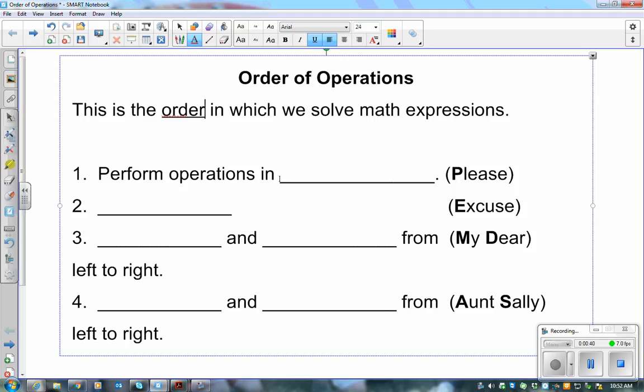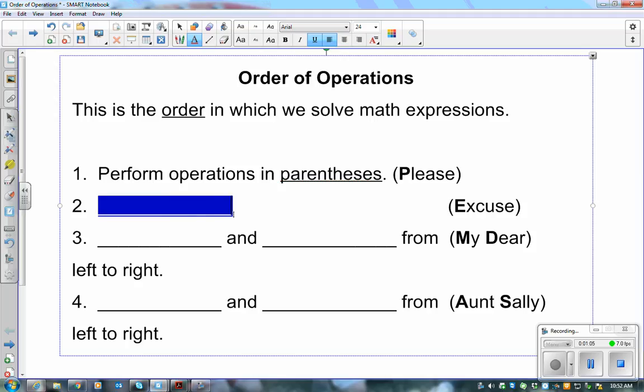So when we have a math expression, the first thing we have to do is perform any operations that are in parentheses. And if you remember from our lovely song in class yesterday, parentheses come first, and we remember that by the mnemonic device, please excuse my dear Aunt Sally, and please stands for parentheses.